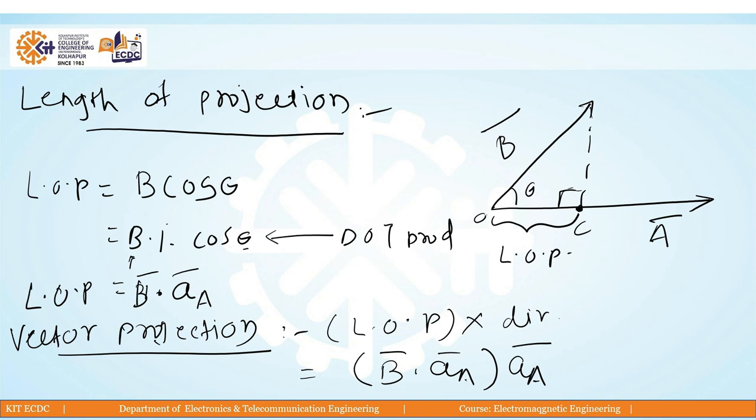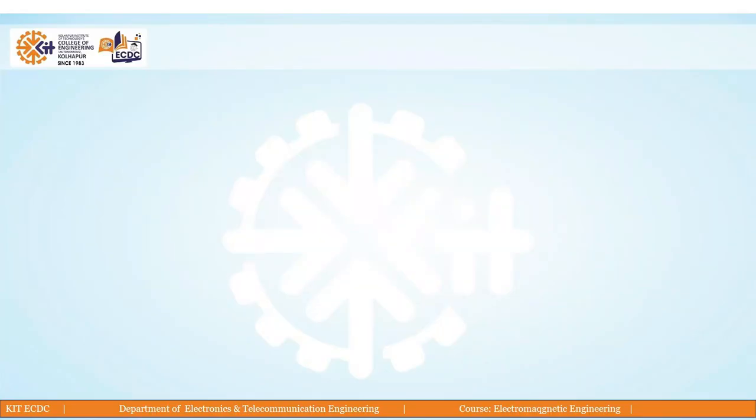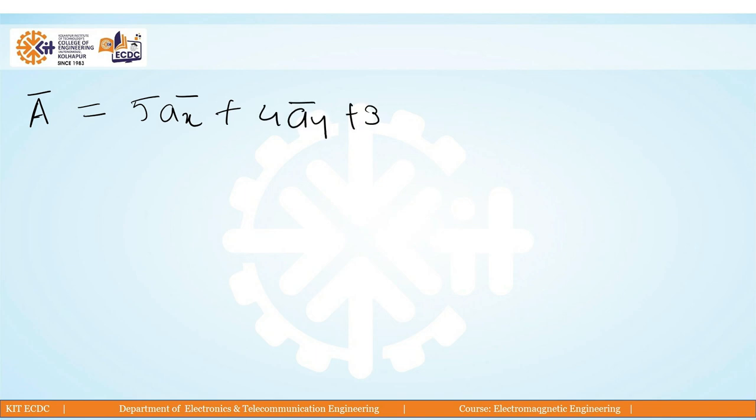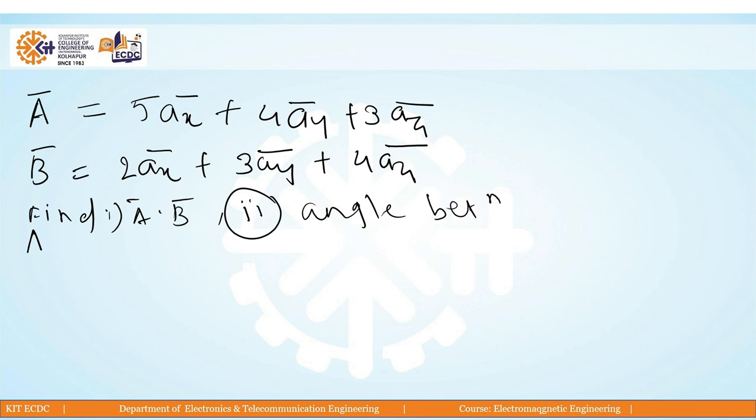We will solve one example based on the dot product concept. We have two vectors. Vector A is given as 5 ax bar plus 4 ay bar plus 3 az bar, and vector B is given as 2 ax bar plus 3 ay bar plus 4 az bar, and we have to find A bar dot B bar and the angle between A bar and B bar.